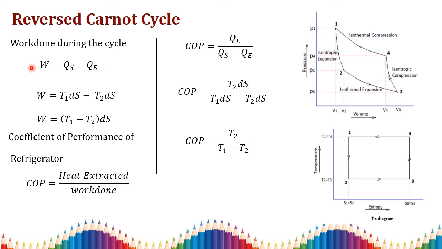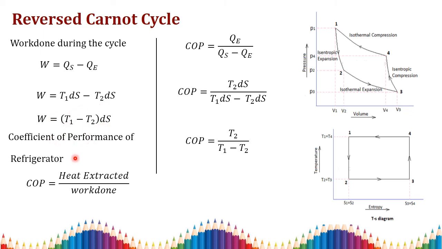So minus W is equal to QE. Heat is extracted from the refrigerator when it is supplied to the atmosphere. That is minus W is equal to QE minus QS. That can be written as W is equal to QS minus QE. So QS is T1 into ds and QE is T2 into ds. So work done is T1 minus T2 into ds.